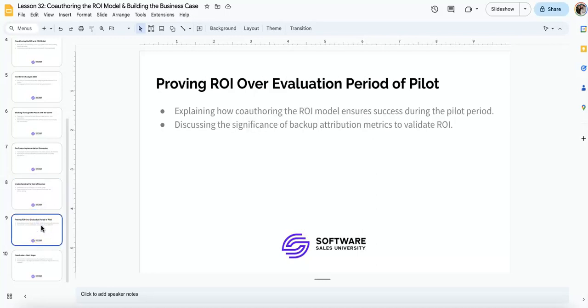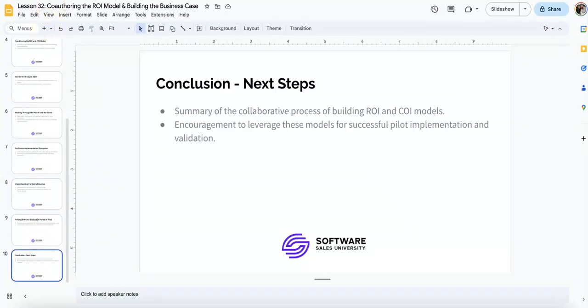And so we're going to be proving out ROI over the evaluation period of the pilot. Let's say we're in a big enterprise level deal. They're going to want to pilot the platform. We put together or we co-author an ROI model, an attribution model, as well as that pilot timeline. And then that's what we work to prove out to then scale the dashboard or scale the solution across the different locations in its entirety. So we've talked about ROI and COI models.